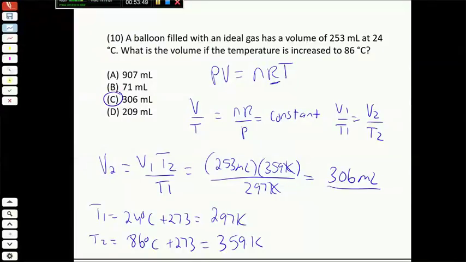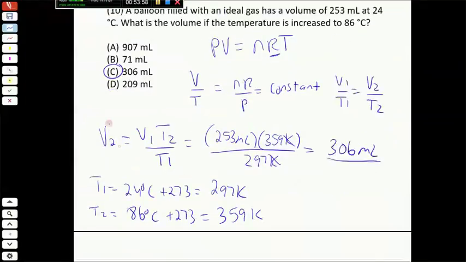All right, questions on how we use the ideal gas equation to relate things like volume and temperature to each other, or anything related to this? All right, we're halfway home, so let's keep going.